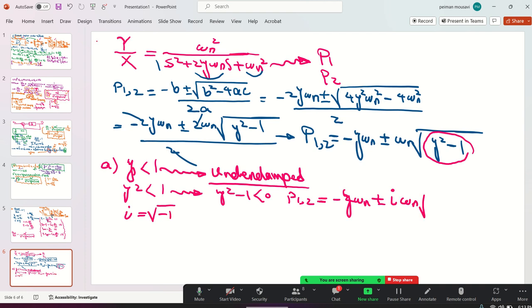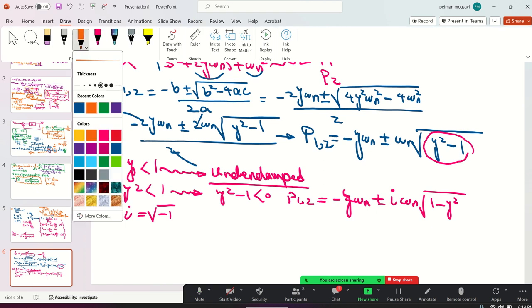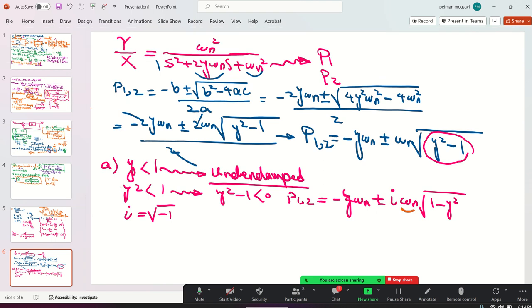Omega n square root of 1 minus zeta squared. See, I switched the place. But from vibration, if you didn't, I'm going to introduce now. Natural frequency damping. So it has a technical name. The name of this is damped natural frequency. We're writing it as omega d, damped natural frequency.